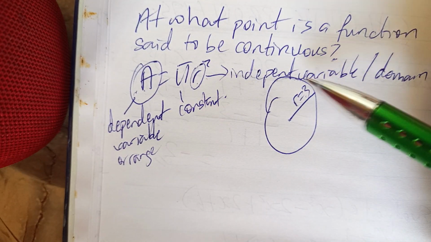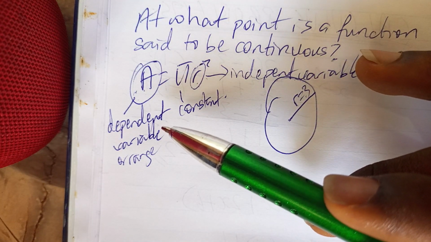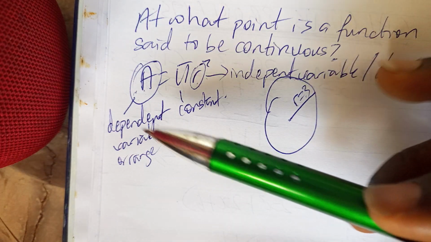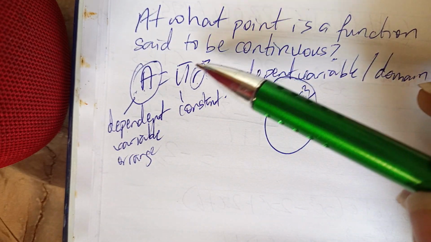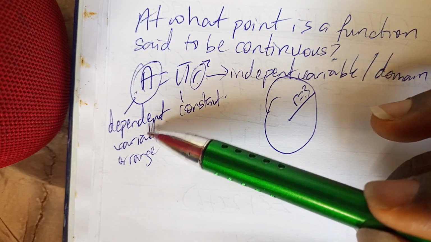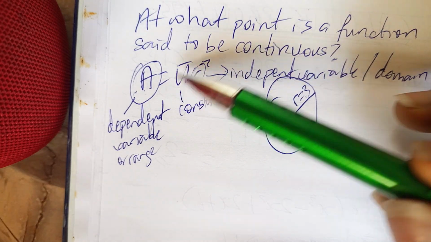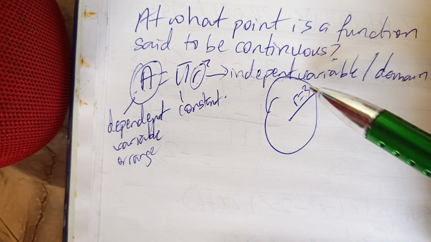If r changes to 4, A will change. If r changes to 5, A will change. So A is depending on the value of r. That's why A is the dependent variable, while r is not dependent on anything, it's being depended on. So it's the independent variable.